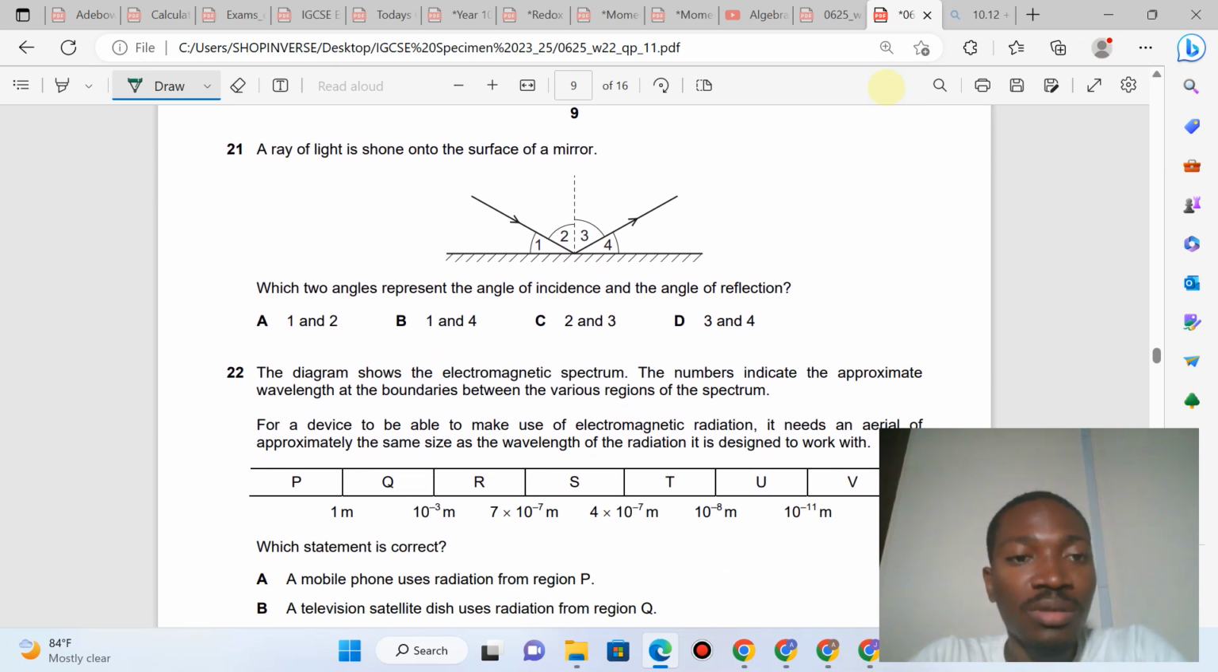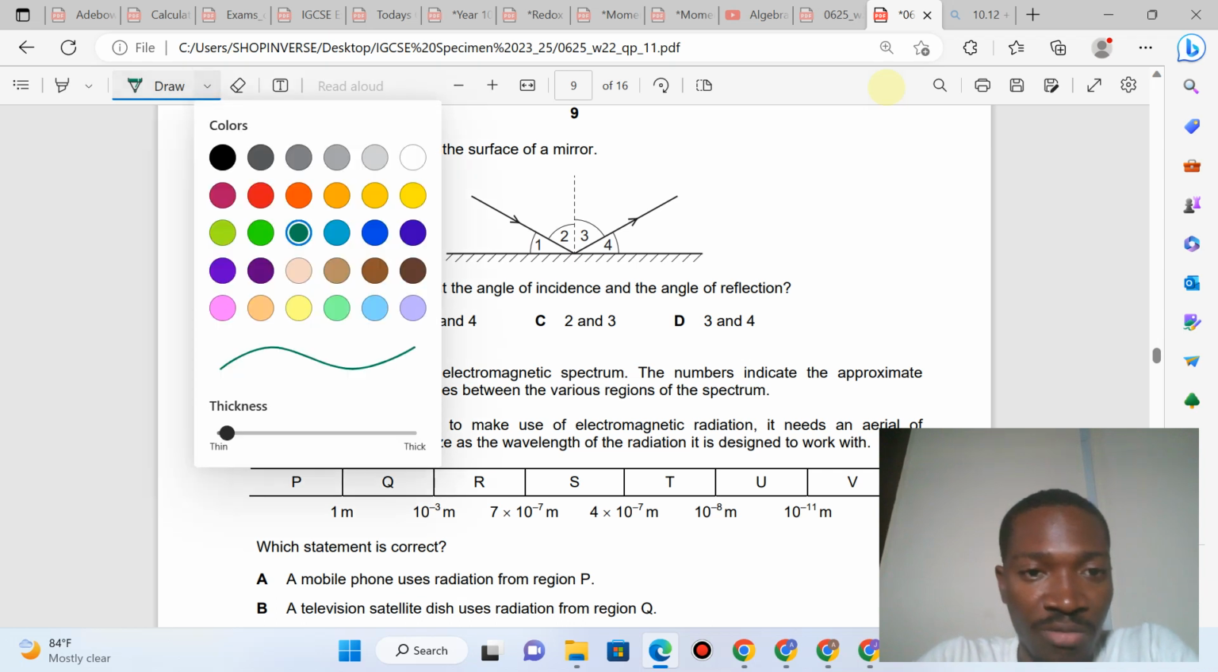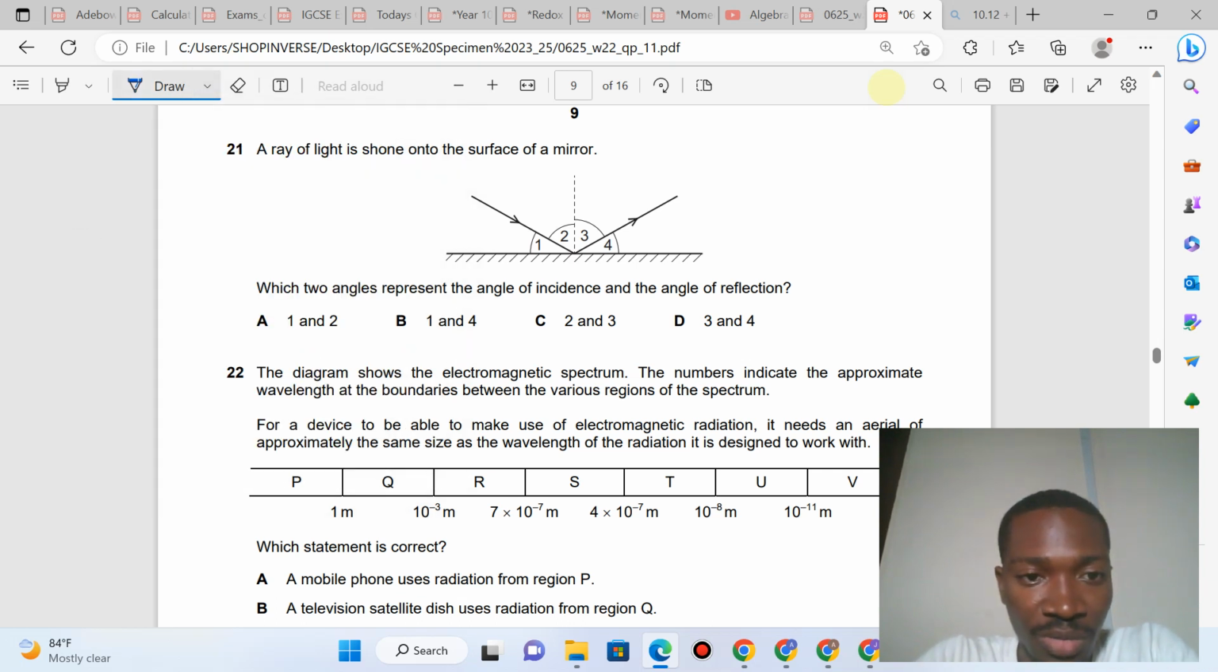21. A ray of light is shone onto the surface of a mirror. Which two angles represent the angle of incidence and the angle of reflection? Well, this is the angle of incidence, this is the angle of reflection. So 2 and 3. Option C is the correct answer.